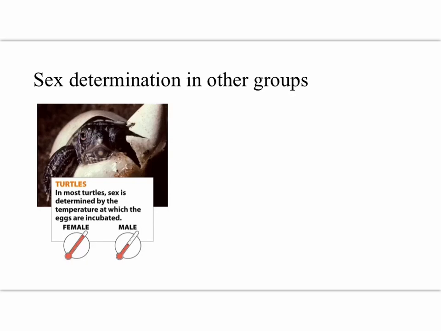The last strategy we're going to discuss is actually temperature determination. This is common in many reptiles, such as turtles. For them, sex is determined based on the temperature that the eggs are incubated. So for example, with these turtles, we see that if the eggs are incubated in a warmer temperature, they will mature into females. If the eggs are incubated at a cooler temperature, they will develop into males.